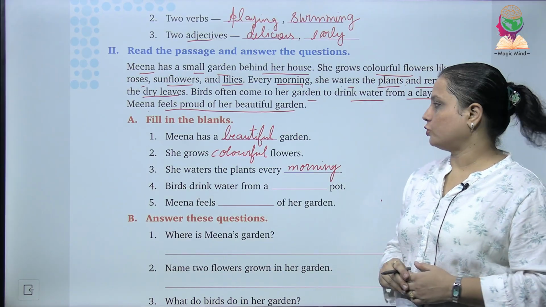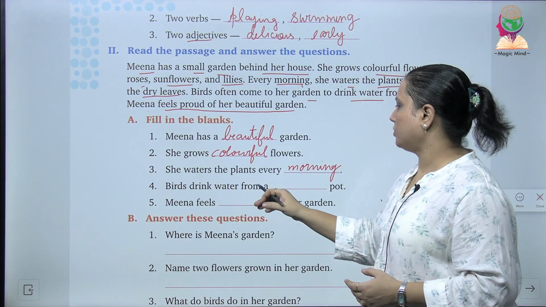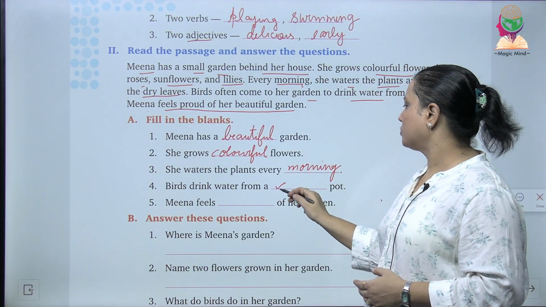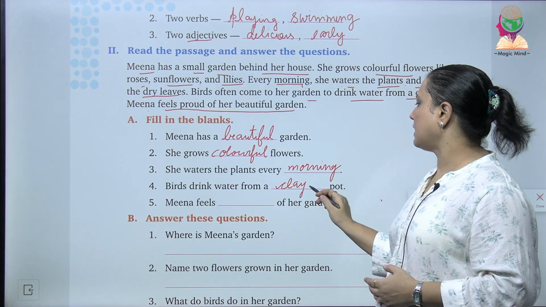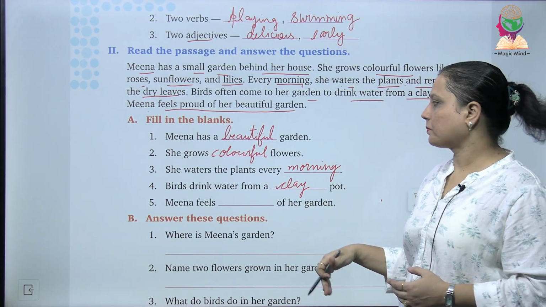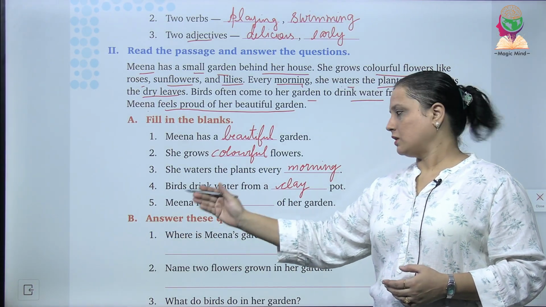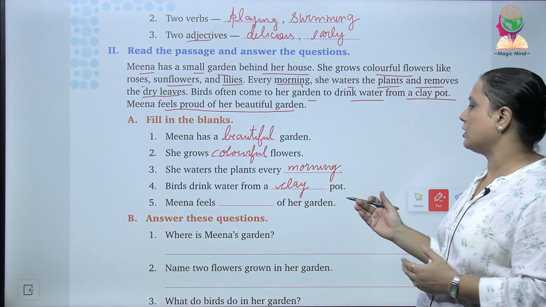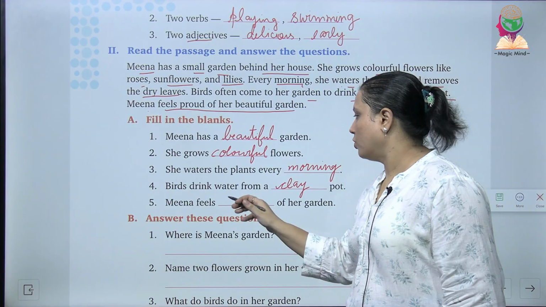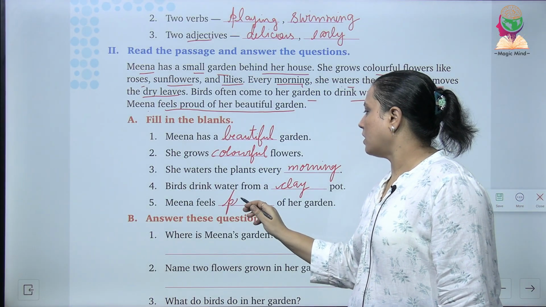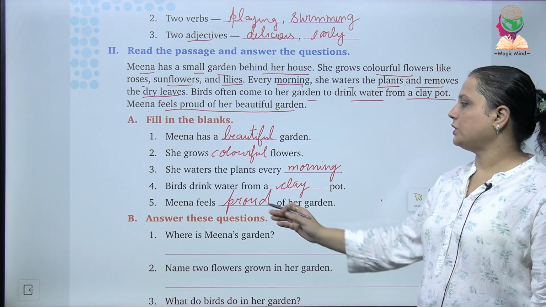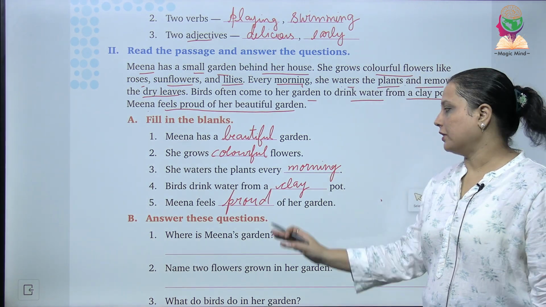Then the fourth sentence, birds drink water from a dash pot. Now what is the pot? It is actually made of clay. So we will write over here C-L-A-Y, clay. Last sentence, Meena feels dash of her garden. Now how does Meena feel of her garden? She feels proud. So P-R-O-U-D. So this is it. Meena feels proud of her garden.